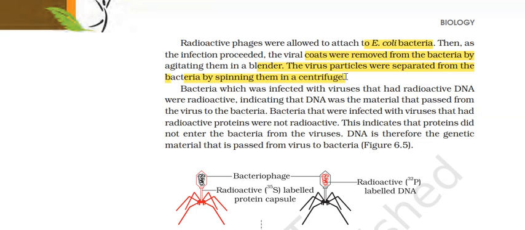Bacteria which were infected with virus that had radioactive DNA were radioactive, indicating that DNA was the material that passed from the virus to the bacteria. अब infected bacteria में radioactive DNA था, यानी वो रेडियोएक्टिव थे. इसका मतलब वही, अब जो रेडियोएक्टिव होगा वही हमारा इन्फेक्टेड होगा. इसका मतलब ऐसी कौन सी सब्सटेंस जो ट्रांसफर हुई थी?